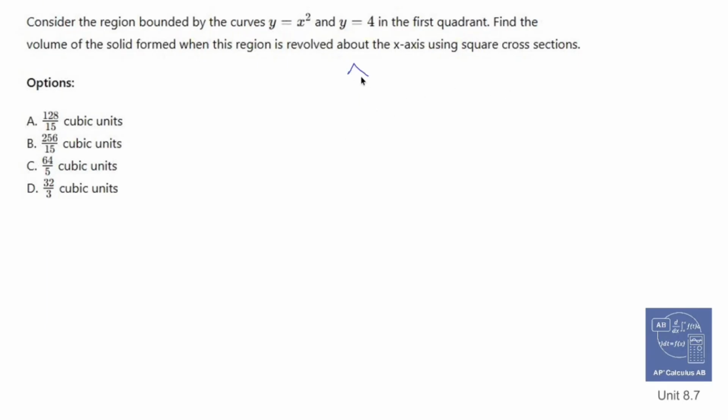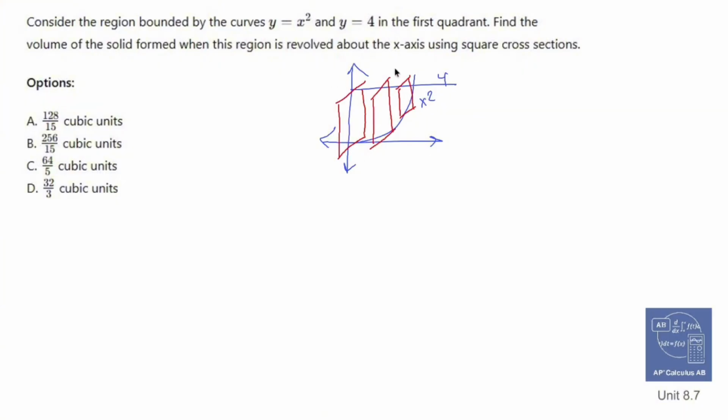Picture time. All right, so we're looking at y equals x squared. Okay, and we're looking at y equals 4. I'm going to be very bad at this. If I'm going to try to draw square cross sections, it's going to look something like that. Squares going to look something like that, and then they get smaller, and then they get smaller, and stuff like that.